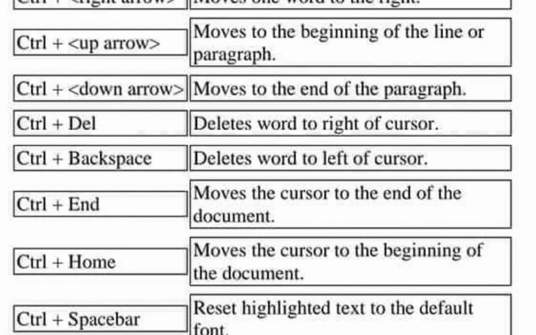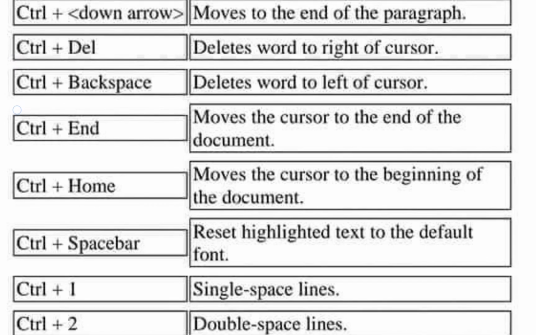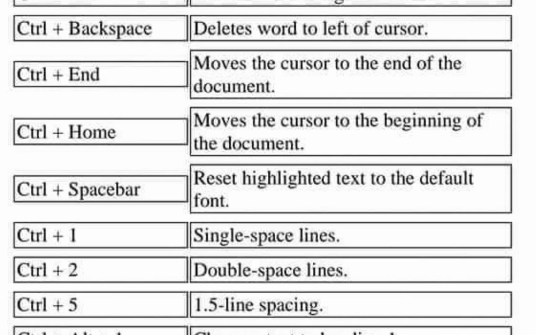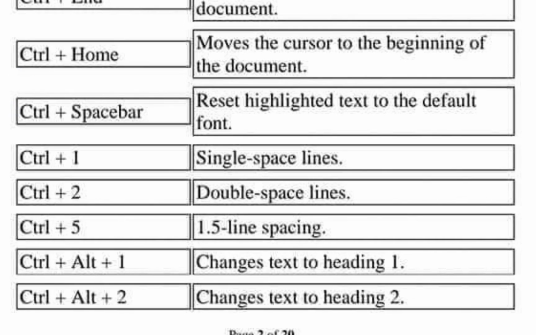Ctrl+Delete deletes 1 word to the right of the cursor. Ctrl+Backspace deletes the word to the left of the cursor. Ctrl+End moves the cursor to the end of the document. Ctrl+Home moves the cursor to the beginning of the document. Ctrl+Spacebar resets highlighted text to the default font.